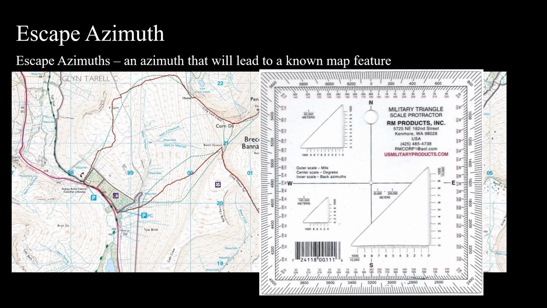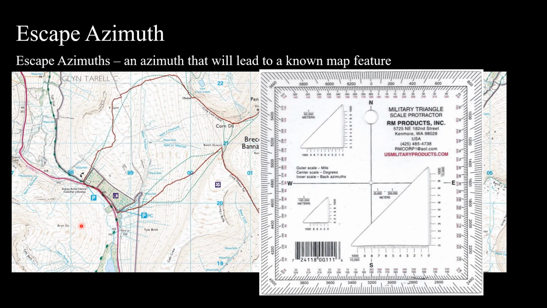Escape azimuth is something that will lead you to a known feature on the map. Like I said, a good target would be maybe a really big building, some sort of intersection, roads, railroads, streams, rivers, something that's going to lead you to something else. And that is kind of like a catch-all. So, for example, let's pretend you were somewhere over in this area on the map.